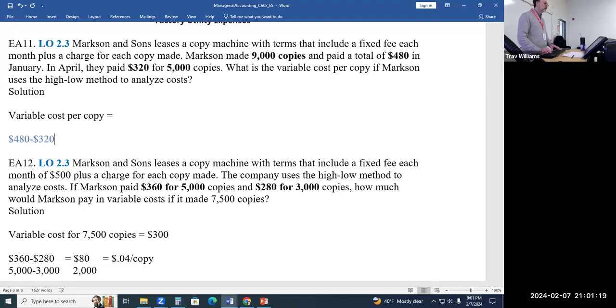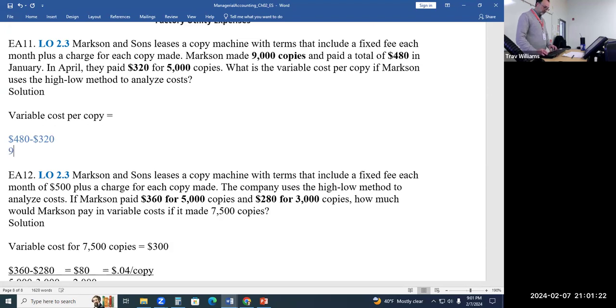Divided by the difference in copies. Okay. And that's going to be $160 divided by 4,000 copies. And that comes out to 4 cents per copy. Okay, so very similar to what we did earlier. All right, any questions on these exercises?